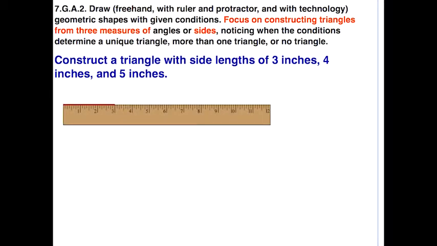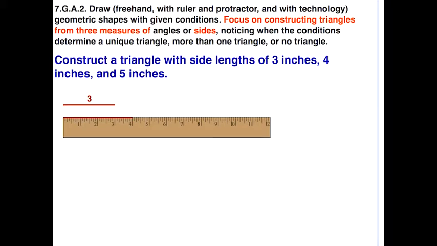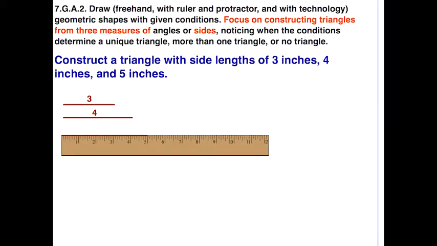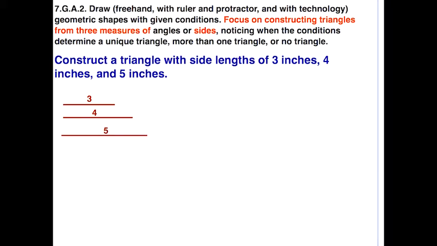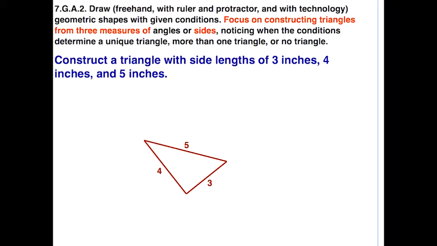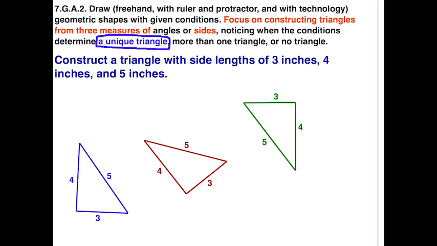So let's take our ruler and we'll measure off those three lengths, 3 inches, 4 inches, and 5 inches. Now we need to take those and combine them to make a triangle. So we do that, and this is our result. When students compare their work, they will see that we all have the same triangle. So the result will be that this does result in a unique triangle. Every single student will have a triangle that's exactly the same as everyone else's.